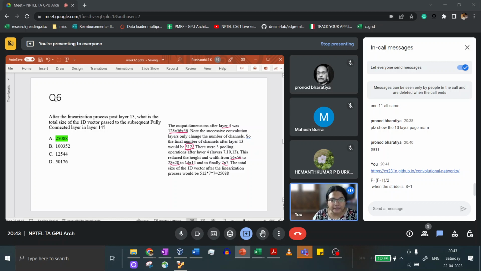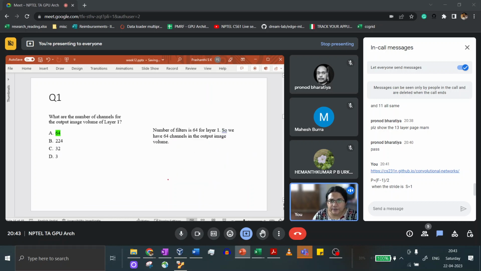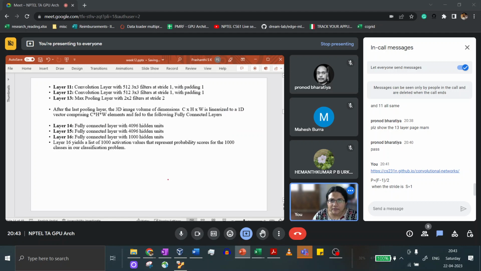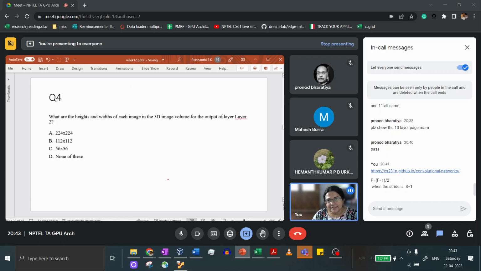So you are left with 512 channels of 7 cross 7. Then when you linearize, the total size of the vector after the linearization would be 512 cross 7 cross 7. That would be 25088, which you can verify. Yeah, so that's the answer.